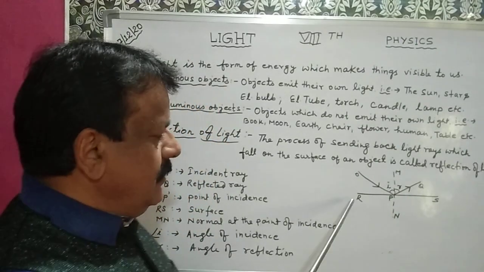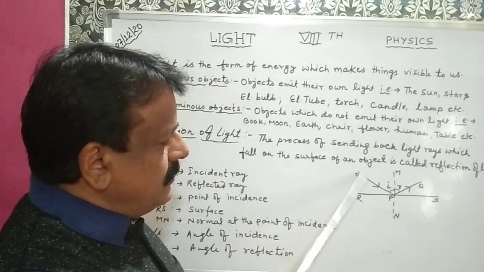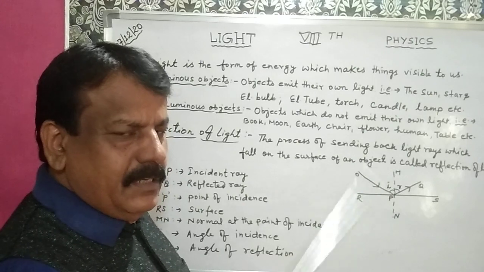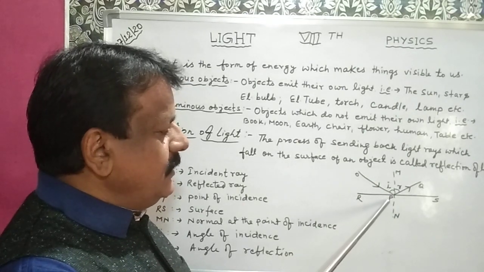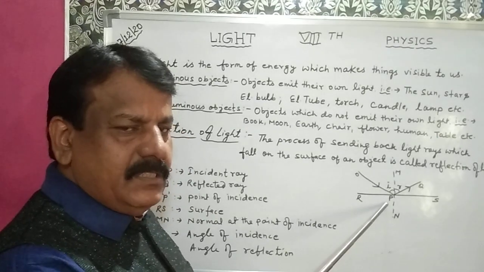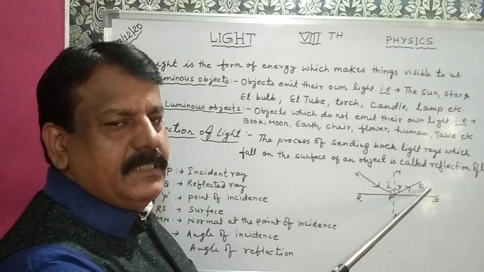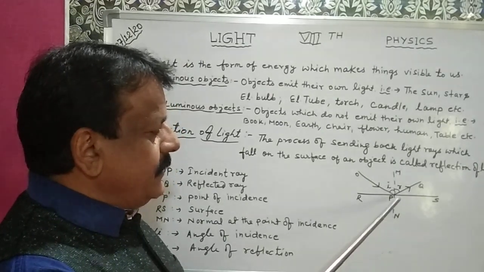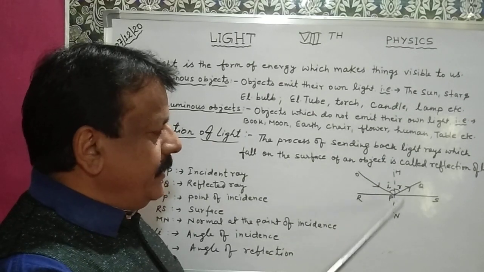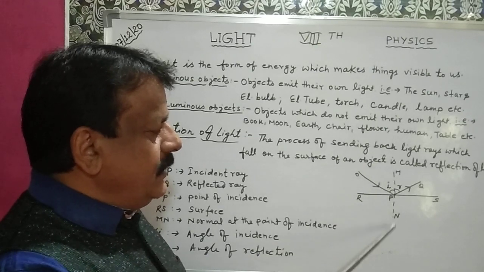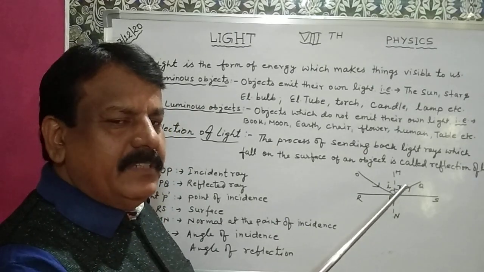Go through this figure I have drawn here. RS is the surface. OP is the light that is falling, the ray of light falling on the surface. It is called the incident ray. It is falling at point P. It is touching the surface and from there it is bouncing back. PQ is the reflected light. And at the point of incidence, we have drawn a normal, a perpendicular line, that is MN. With the normal, these two rays are forming different angles.